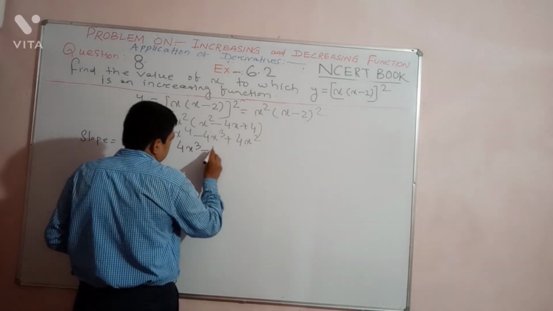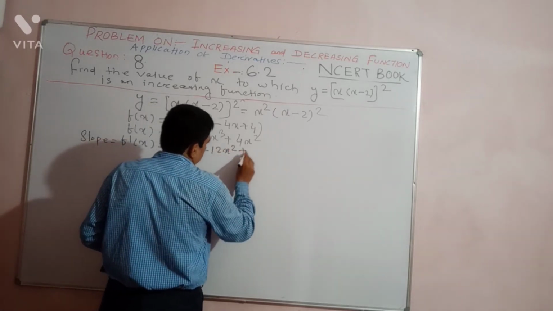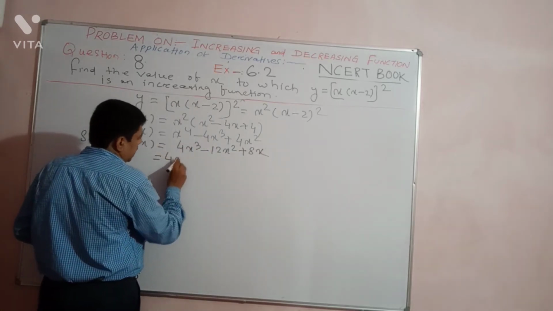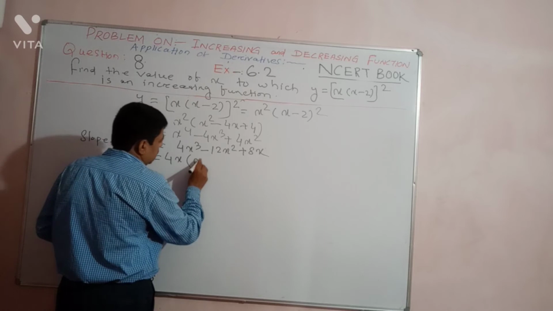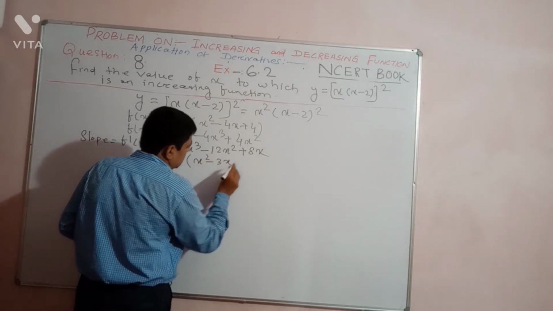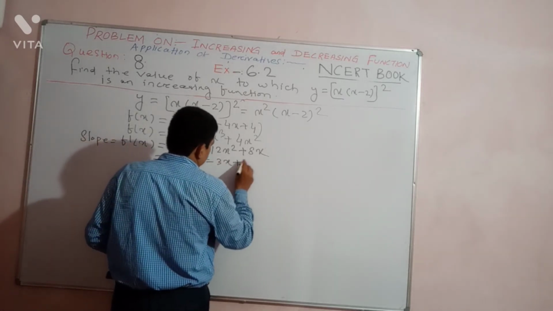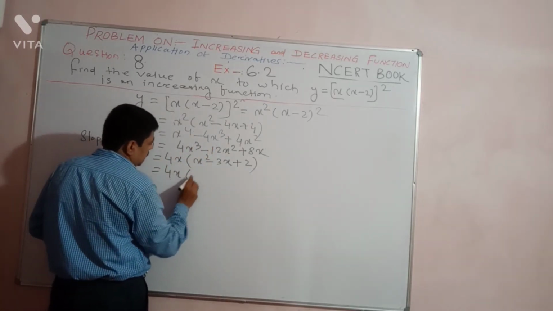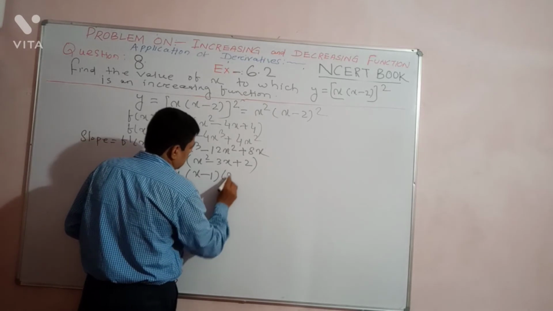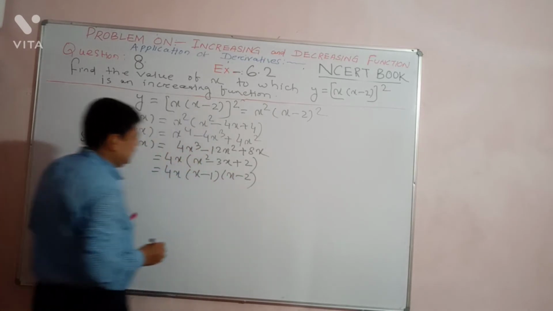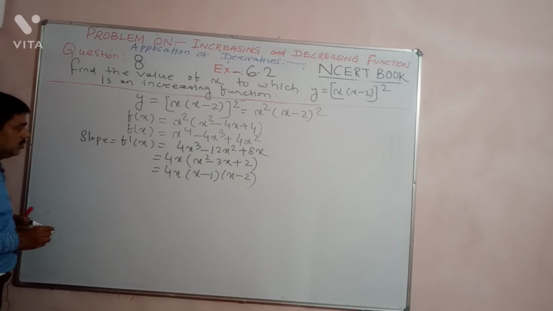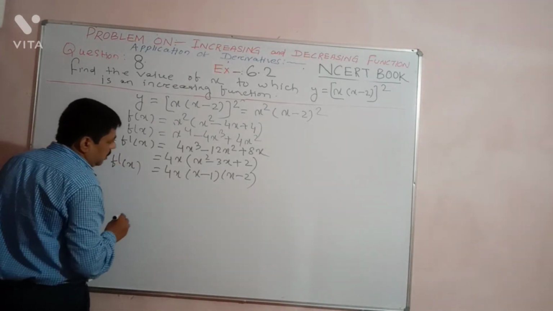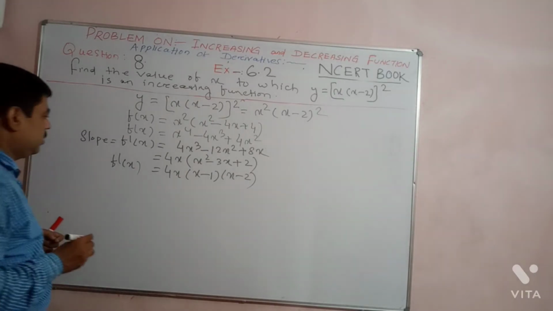It will be 12x square plus 8x, as all of you know. So that is equal to 4x, which can be taken as common, and it will be x square minus 3x plus 2. After factorization you will get x minus 1 and x minus 2. So the derivative of the function, f dash x, is 4x into (x minus 1) into (x minus 2).